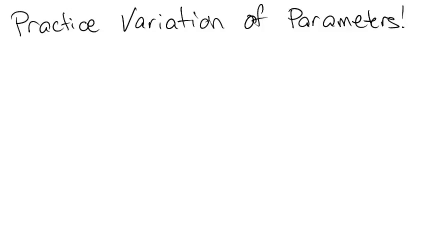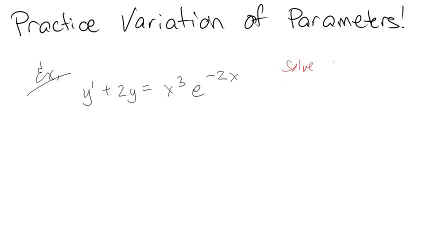So let's practice variation of parameters. Let's say I've got a little problem where y prime plus 2y is equal to x cubed times e to the negative 2x. My first option, or strategy, is to solve the homogeneous version.